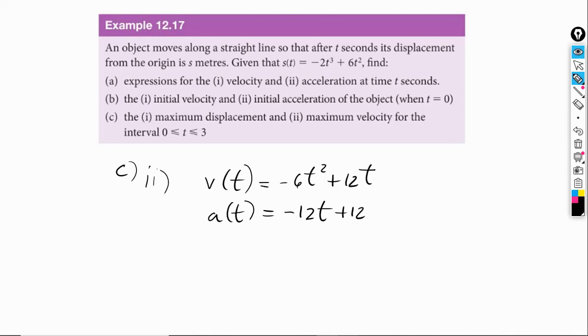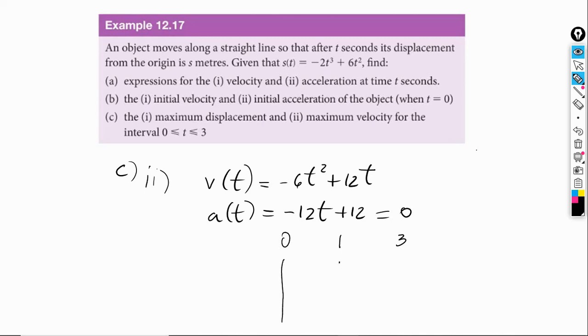So that occurs when acceleration is 0. Okay, so this happens at time equals 1. We can see this obviously as the solution to this equation. We also need the other 2 points, critical points, which are going to be 0 and 3. Why? Well, because that's the interval, right?